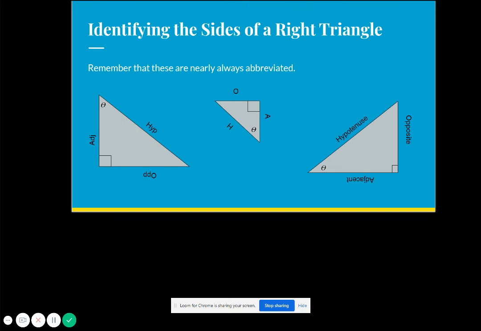Here's a summary. Please remember that these are almost always abbreviated. Hypotenuse is HYP, adjacent is ADJ, opposite is OPP, or just H, O, and A like in the middle triangle. The hypotenuse is across from the right angle. The opposite is across from the theta, or whatever angle you're trying to figure out. Adjacent is right next to that given angle.